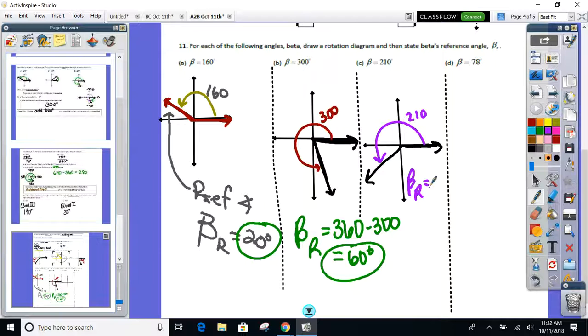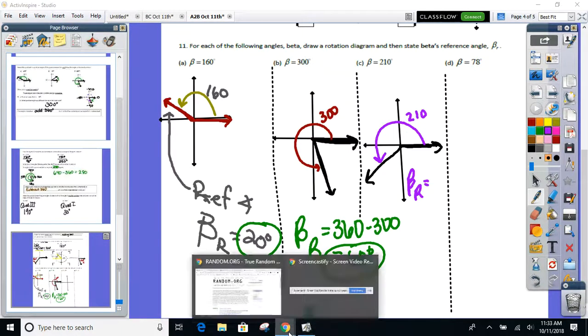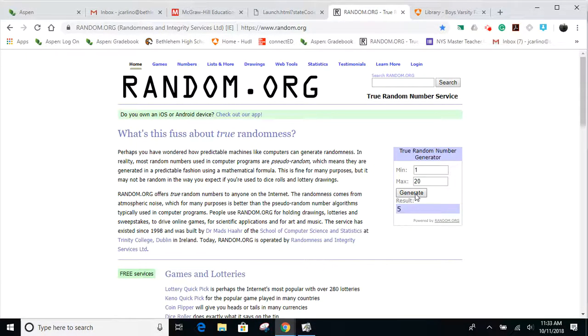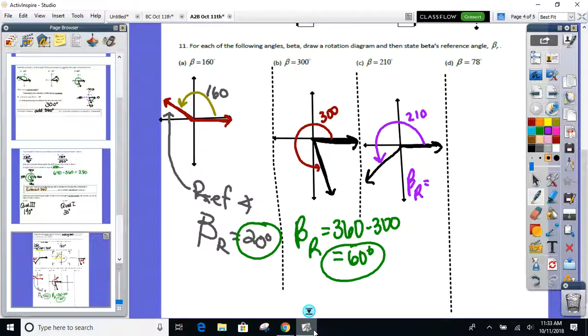Remember, x-axis, not the y-axis, x-axis. Did you find that reference angle yet? Find the reference angle.